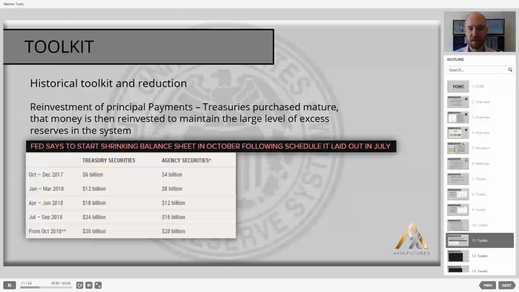So the Fed set out very clear guidelines on how it's going to do this. And this was announced in October 2017, following a schedule that they laid out in July. So what they intend on doing is reducing initially by just 10 billion a month. This will then slowly increase until we get to a point where they're reducing treasuries by 30 billion a month and agency securities, so mortgage-backed securities, by 20 billion a month.